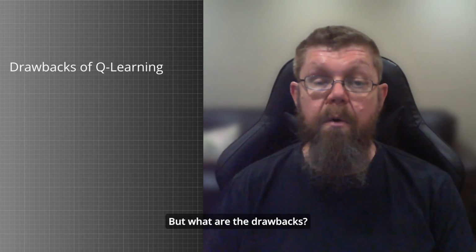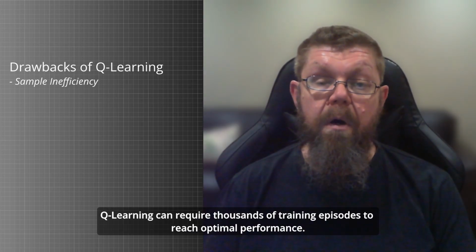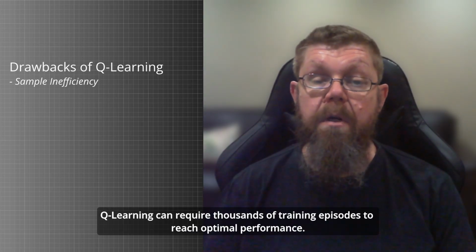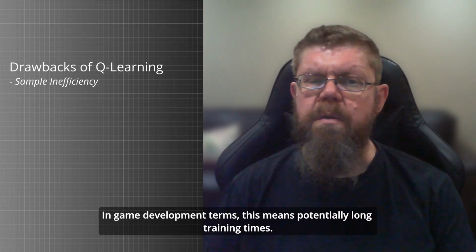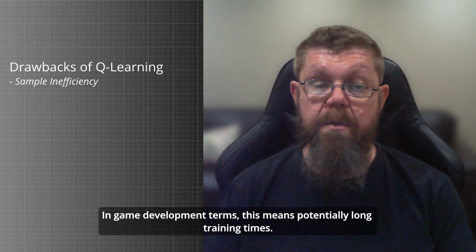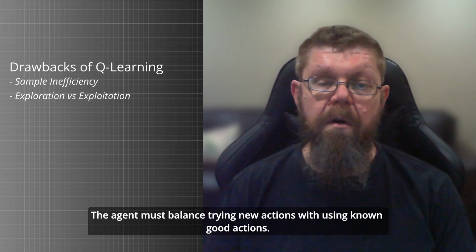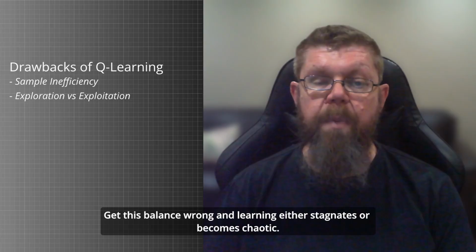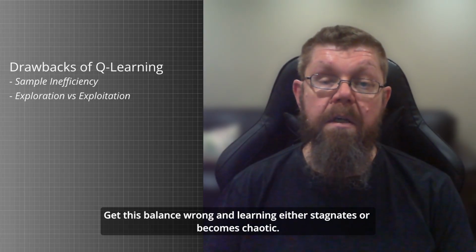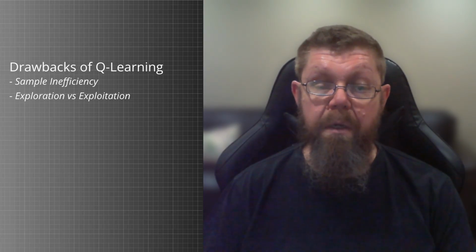But what are the drawbacks? Q-learning can require thousands of training episodes to reach optimal performance. In game development terms, this means potentially long training times. The agent must balance trying new actions with using known good actions. Get this balance wrong, and learning can either stagnate or become chaotic.